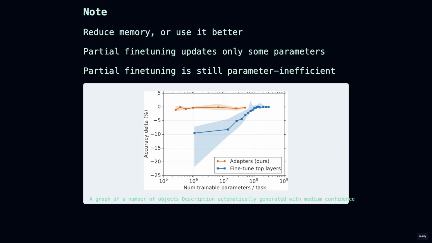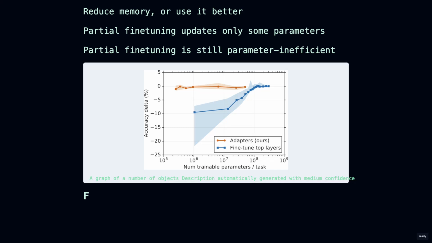This plot shows the trade-off clearly. As you increase the number of trainable parameters, performance improves, but you need a surprisingly large fraction of the model before you get close to full fine-tuning. The figure makes the same point visually. Partial fine-tuning climbs slowly toward full fine-tuning, so the gap closes only after updating a lot of parameters. That is the motivation for parameter-efficient methods.